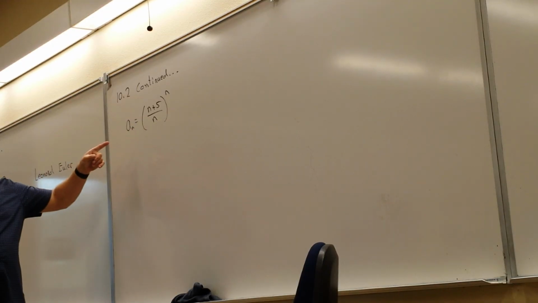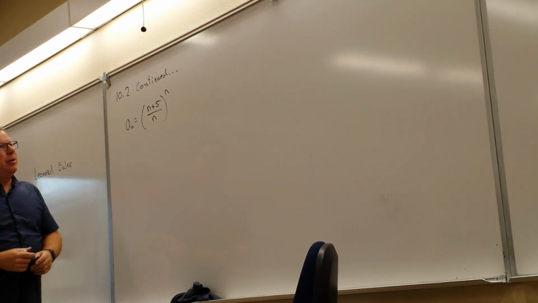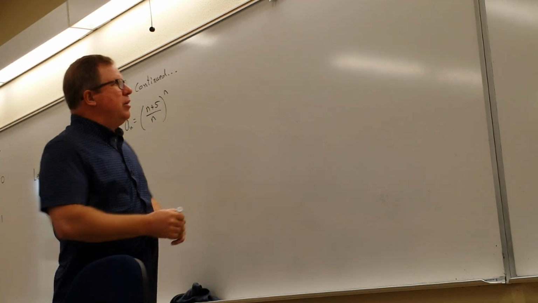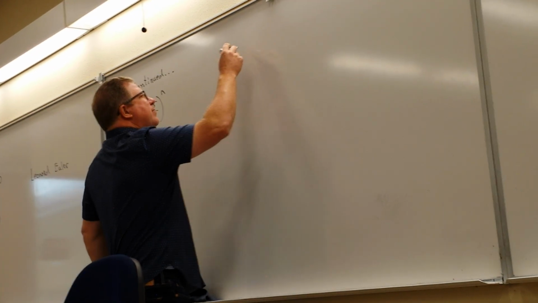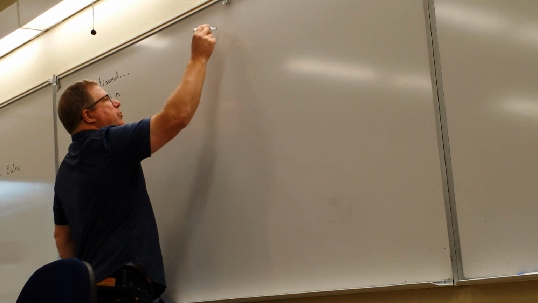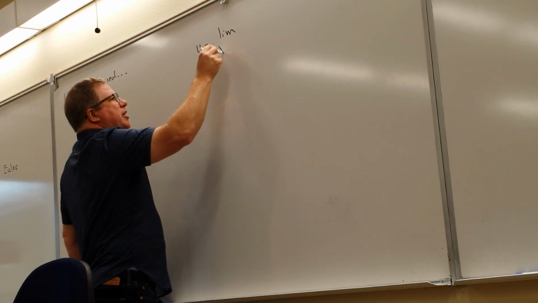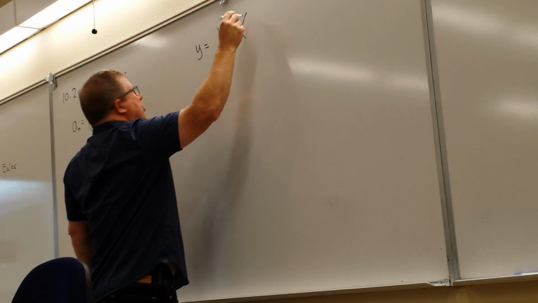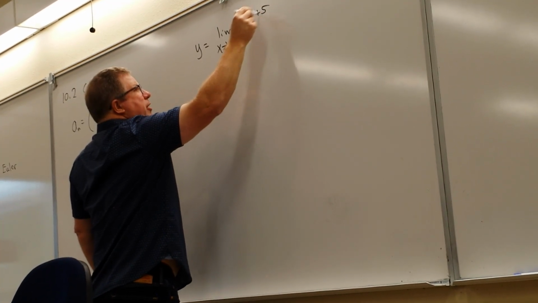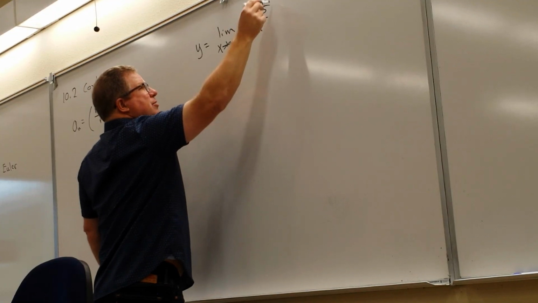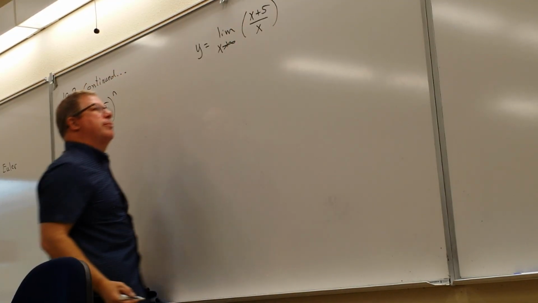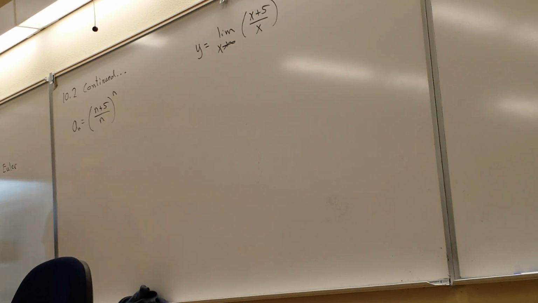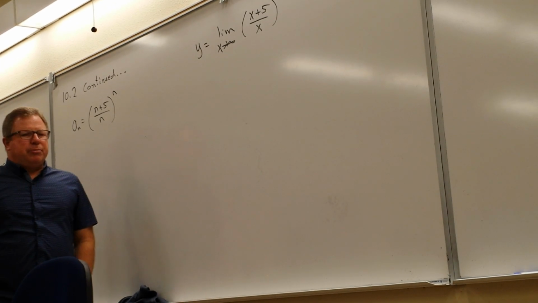We want to find the limit of this, okay? I'm going to go over here and write it as x. In fact, I'm going to say y equals the limit as x goes to infinity of (x plus 5 over x) raised to the x power. Now, we have a problem here.